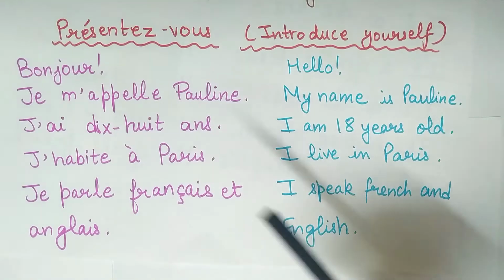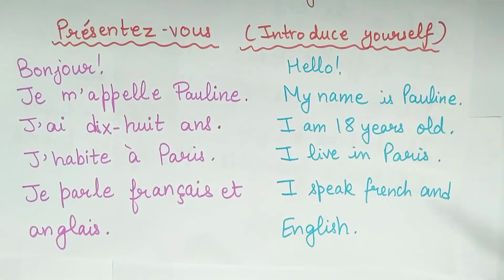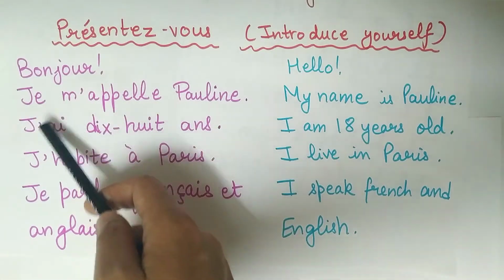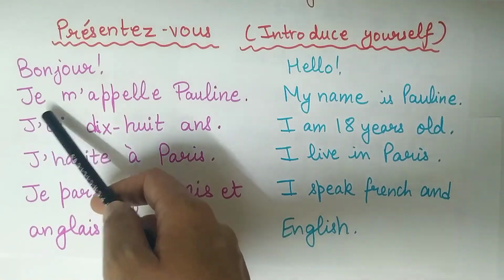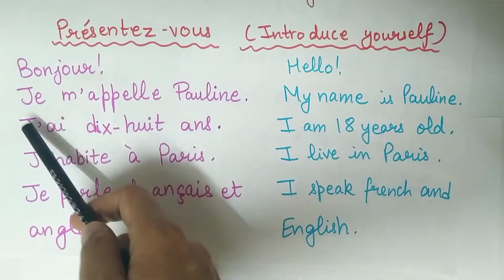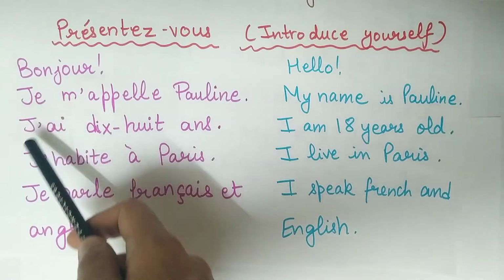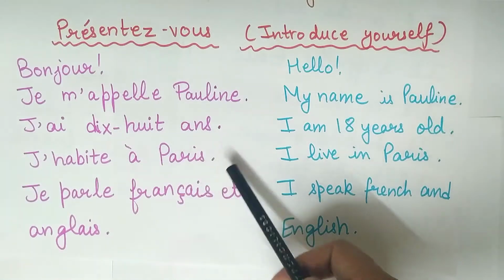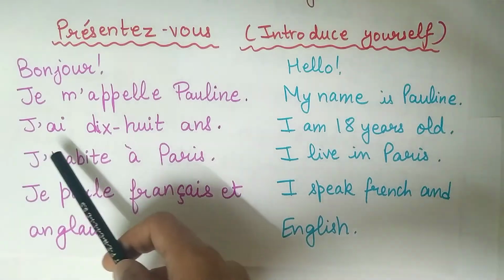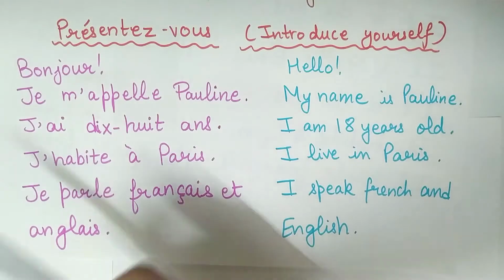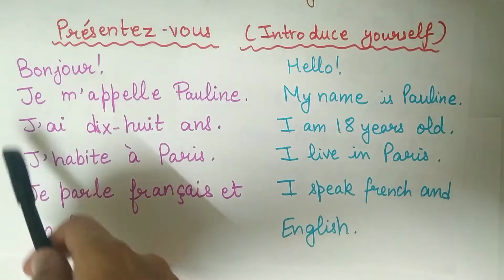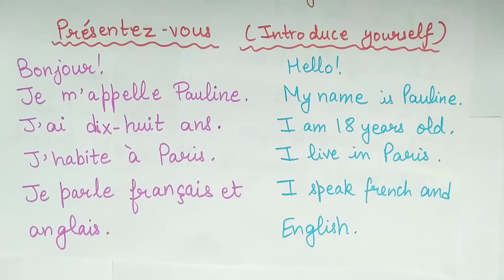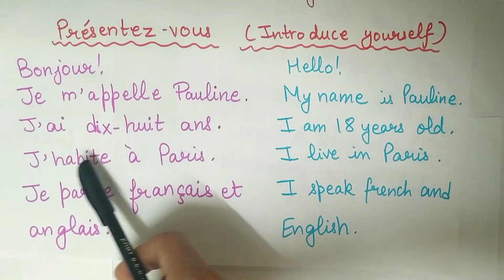So if the word after je is beginning with a vowel, we will remove the E and we will add the apostrophe sign. As you can see here, the word is beginning with A, which is a vowel, that's why we have removed the E and added an apostrophe. Similarly, in the next line, j'habite à Paris, the word after je is beginning with H, and H is usually silent in French and it's treated like a vowel only. Here also we'll remove the E and add an apostrophe and it becomes j'habite à Paris, which means I live in Paris.